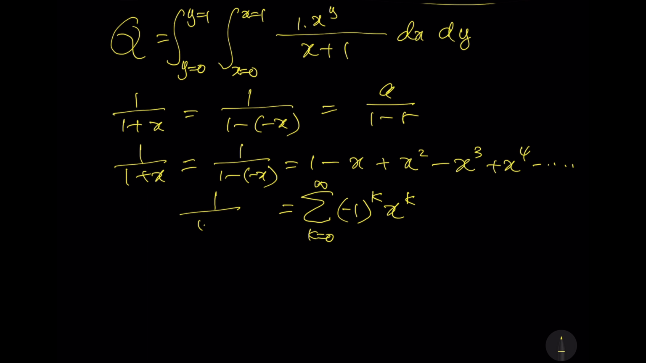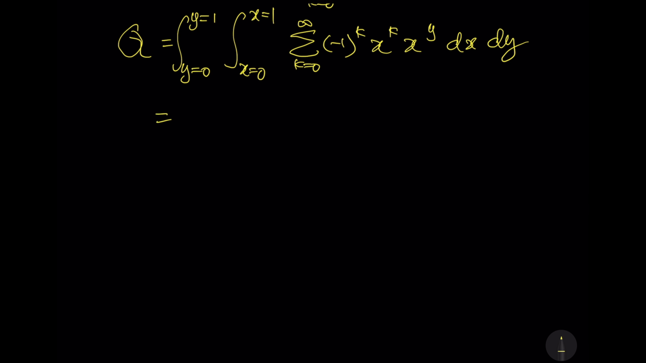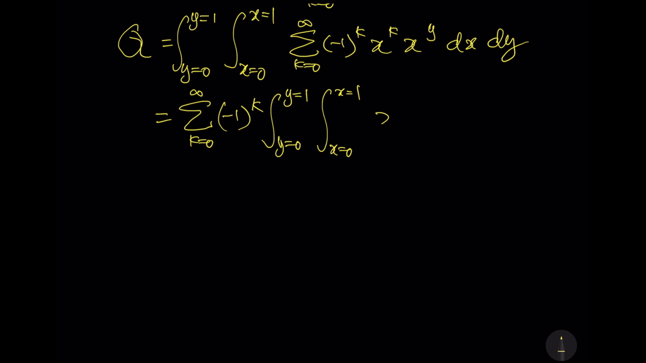We can put this back into Q. That gives us Q equals the integral y from 0 to 1, integral x from 0 to 1, summation k from 0 to infinity, negative 1 power k, x power y, dx dy. Let's bring the summation over k from 0 to infinity with the negative 1 power k out, while the double integral symbol remains the same. Meanwhile, the integrand becomes x power k plus y, and then dx dy.